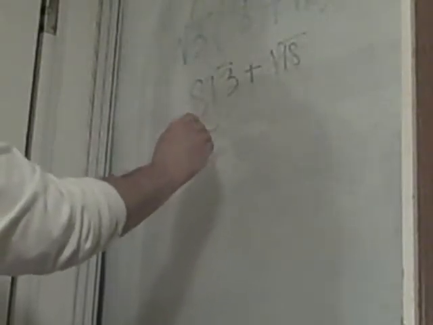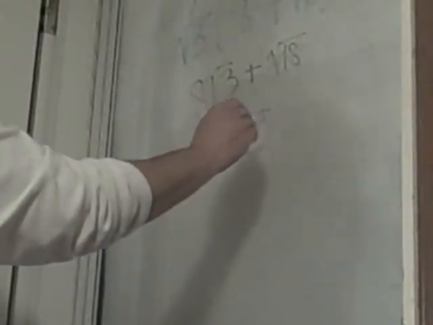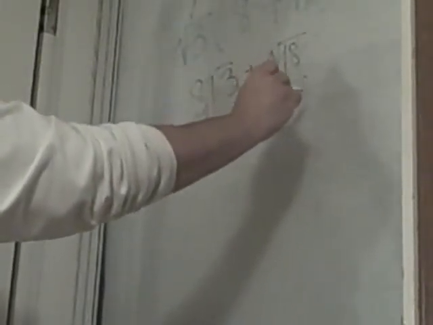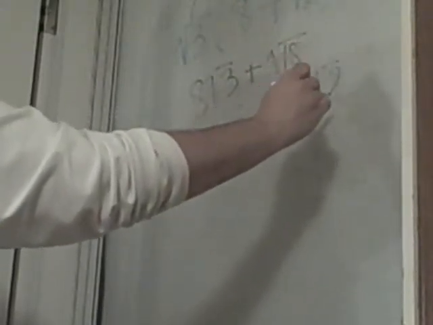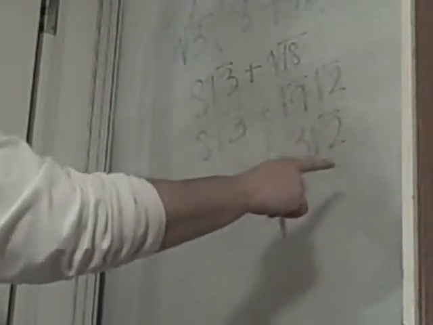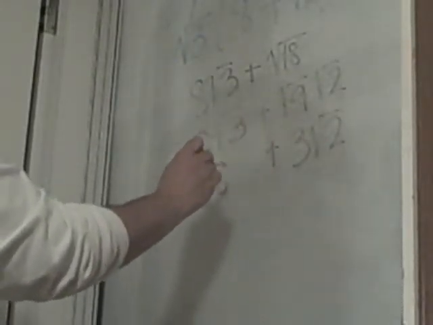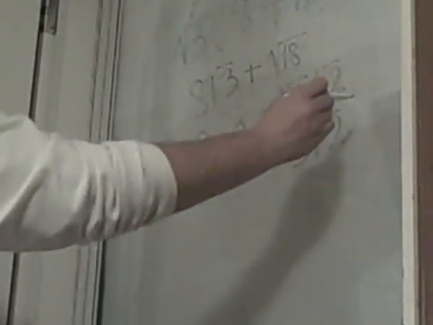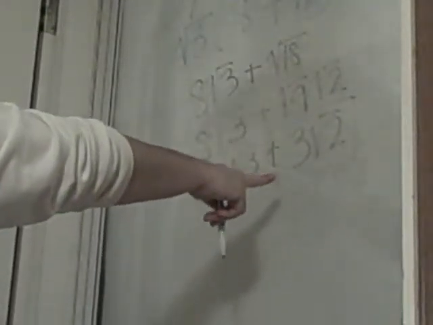This 8 square root of 3 would stay the same, but the square root of 18 can simplify to 9 times 2, which simplifies further to 3 times the square root of 2. 8 times the square root of 3 plus 3 times the square root of 2 would be our answer.